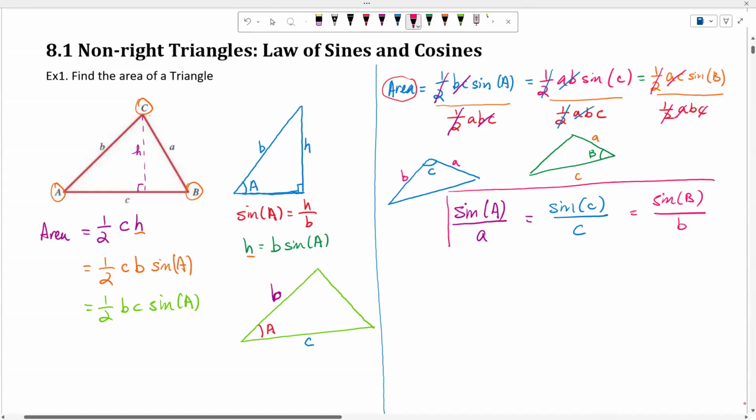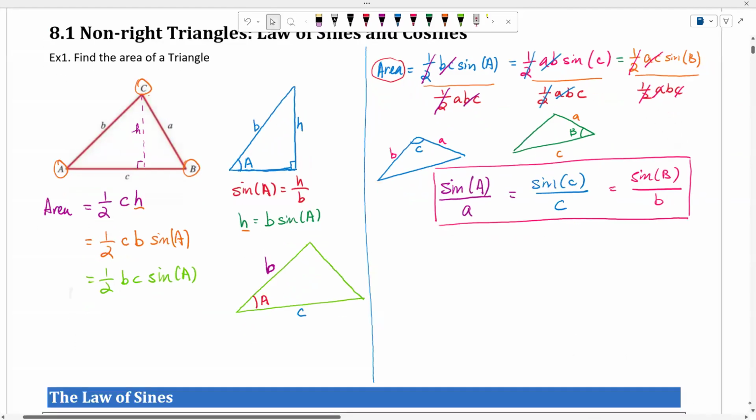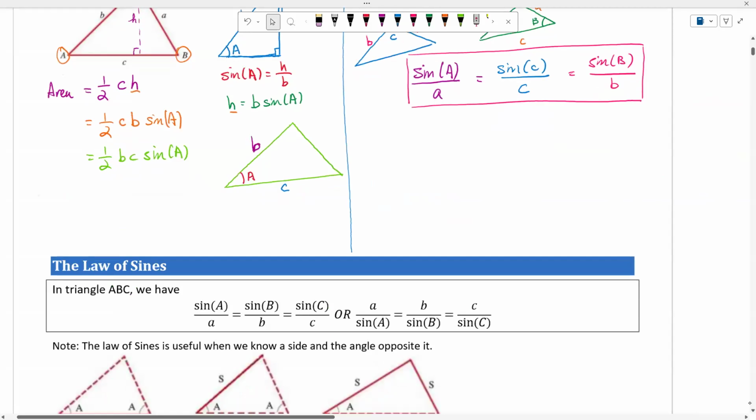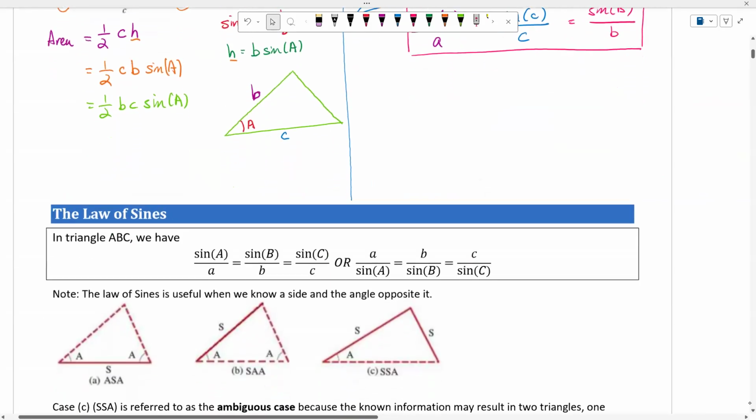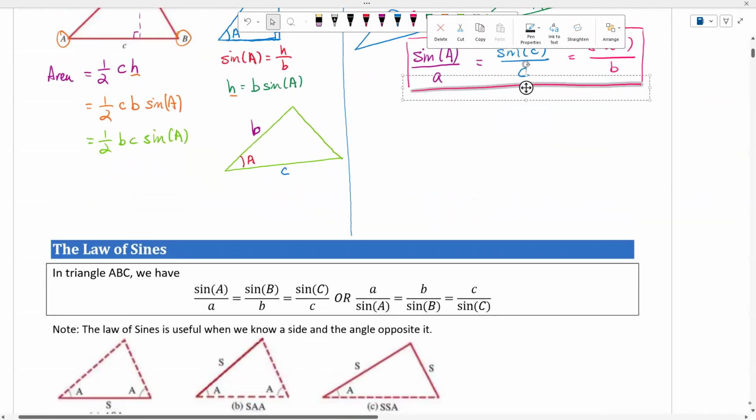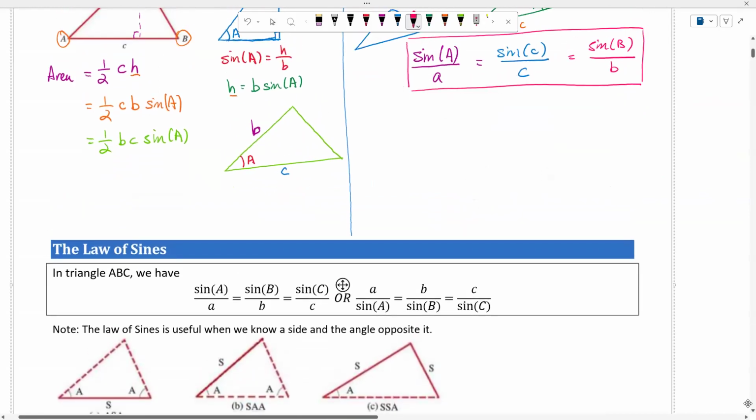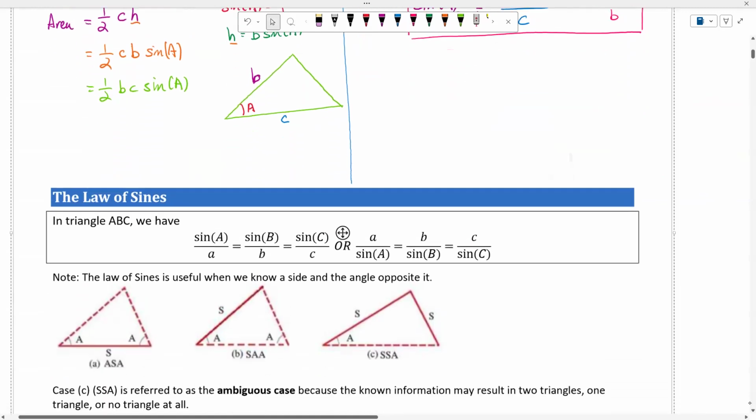You will see that now we have this ratio right here. We have a name for this ratio. We call this the law of sines. Since this is a ratio, sine of A over A equals sine of B over B equals sine of C over C. Or we could say that it is A over sine of A equals B over sine of B equals C over sine of C.